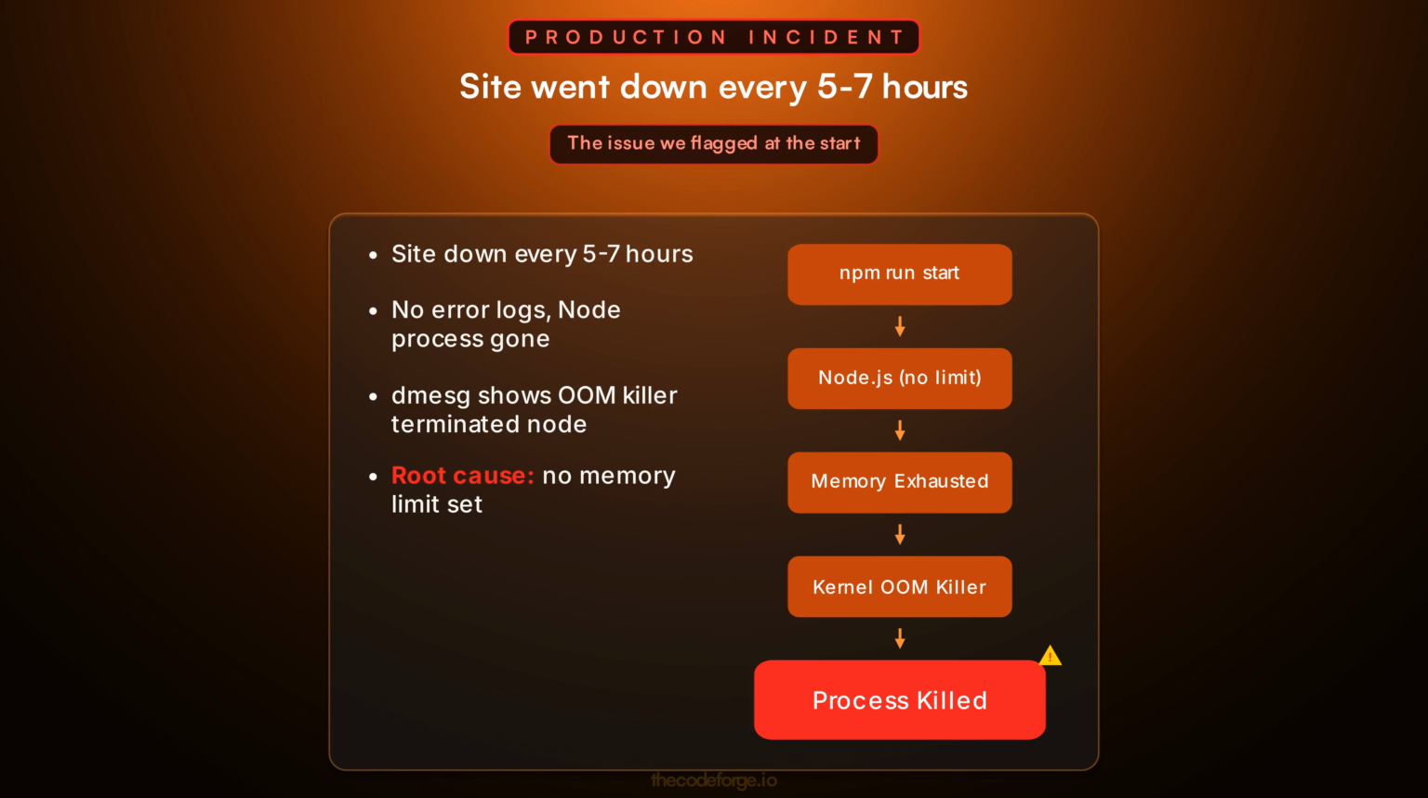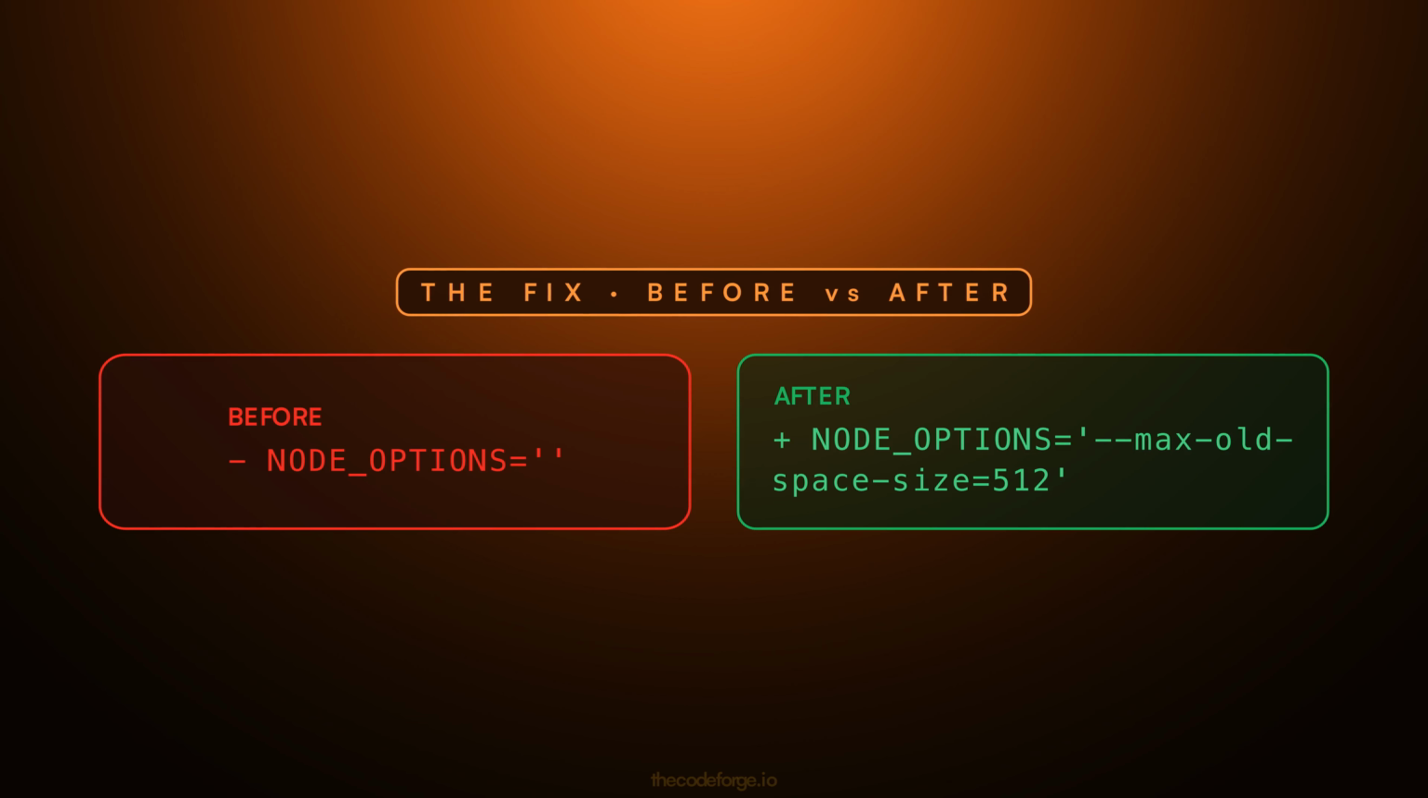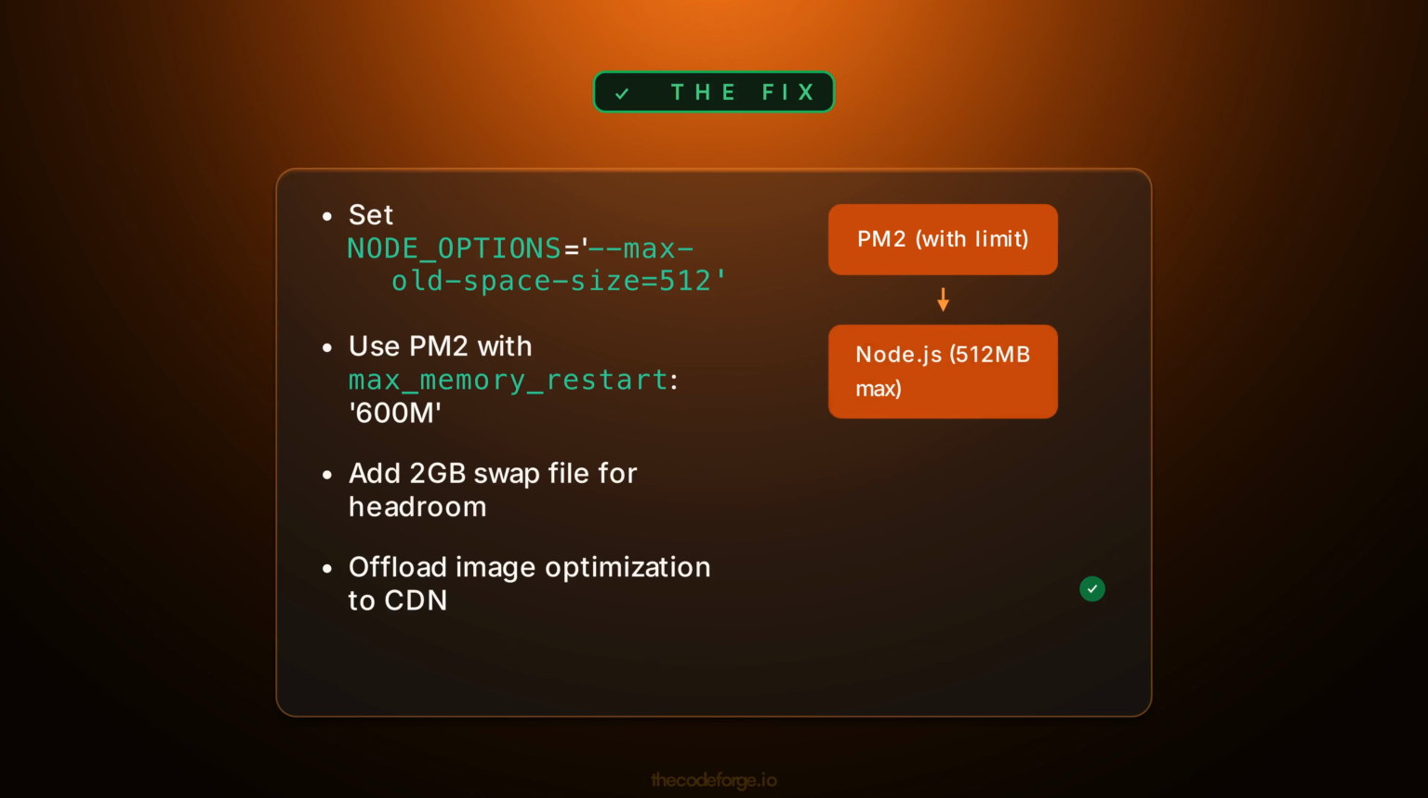The team ran npm run start without setting a memory limit. Next.js image optimization and RSC caching consumed memory until the system ran out. The kernel's OOM killer terminated the node process, and there was no auto restart. Running npm run start without setting node options allows Node to use unlimited memory, triggering the kernel's OOM killer on a low-memory VPS. The fix was threefold.